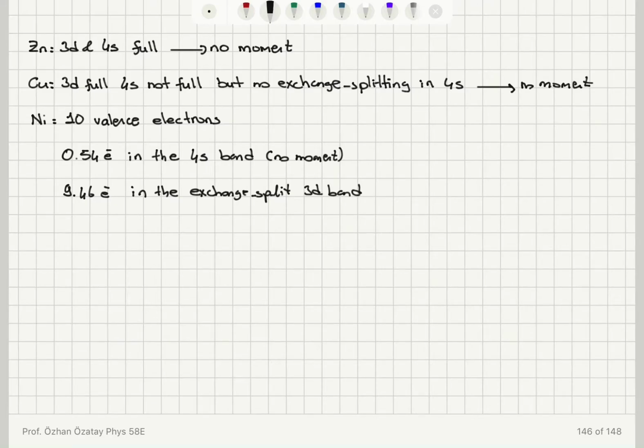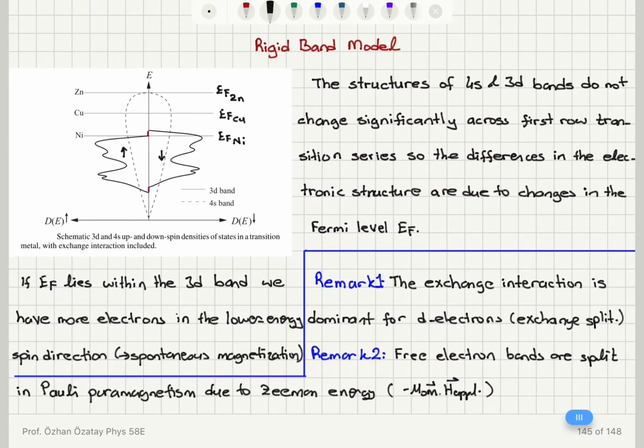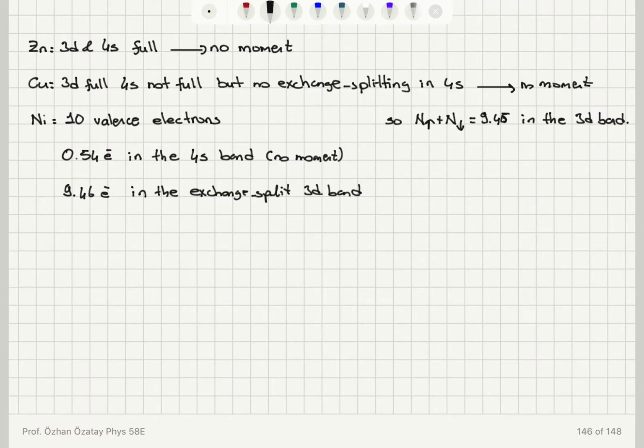Okay, so if you calculate the number of up spins plus the number of down spins in the 3d band, it is 9.46. If you look at this carefully, for up spins the Fermi level is above the 3d subband, but for down spins it is not. So this was for up and this is for down, and because of this the total number of up spins is 5, but the total number of down spins is 4.46.